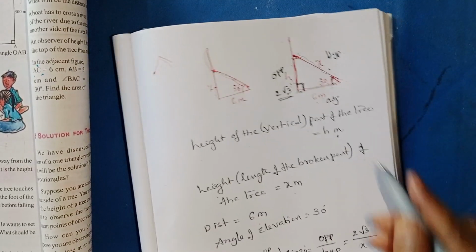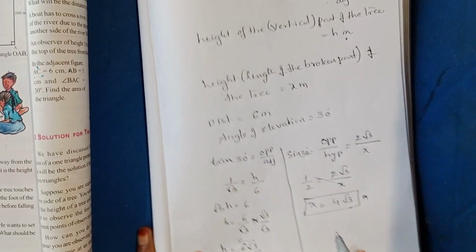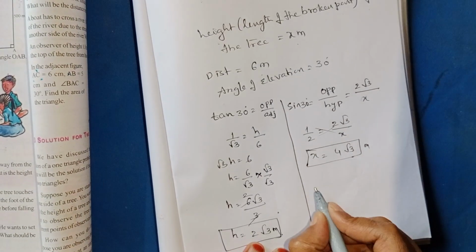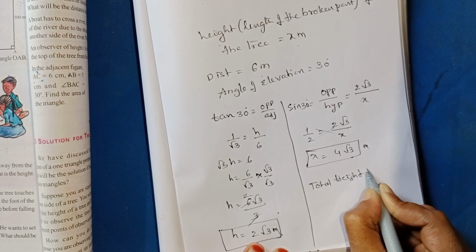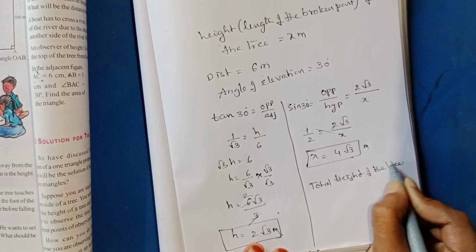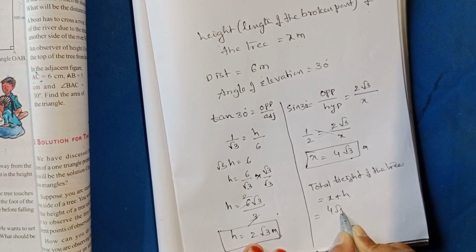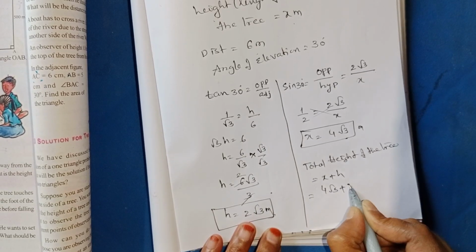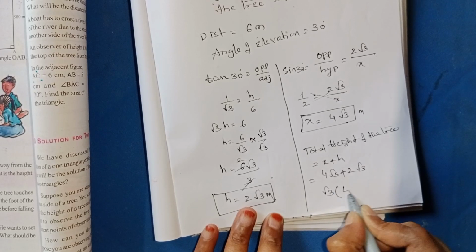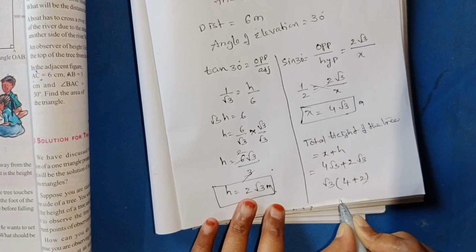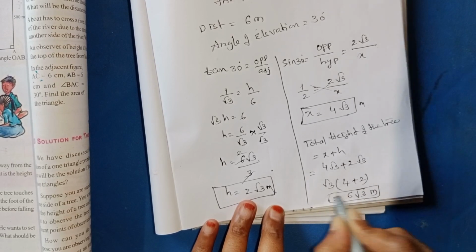Then what is the total height of the tree? It is nothing but x plus h, right? Total height of the tree is equal to x plus h. X value 4 root 3 plus h value 2 root 3. Root 3 is common, so I'll take root 3 common. Then 4 plus 2 is nothing but 6. So 6 root 3 meters is the total height of the tree.